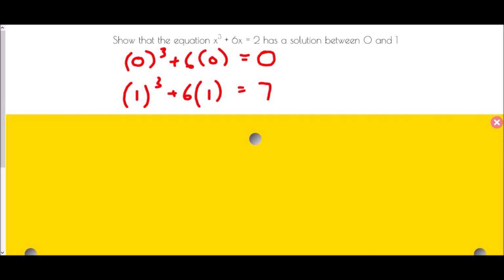Now, what you will notice here is the answer that we were supposed to get, an answer of 2. Well, 2 lies in between the two answers that we have found, and therefore this is our proof that there is a solution between those two values. Somewhere between 0 and 1 will be a solution to the equation.